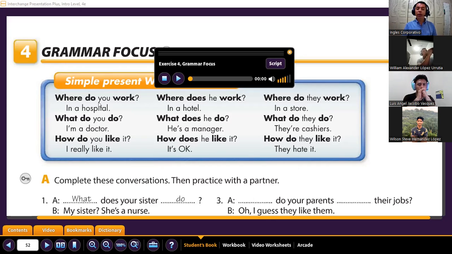Repeat after me, please. Where do you work? What do you do? How do you like it? Where does he work? What does he do? How does he like it? Repeat. Where do they work? What do they do? How do they like it?